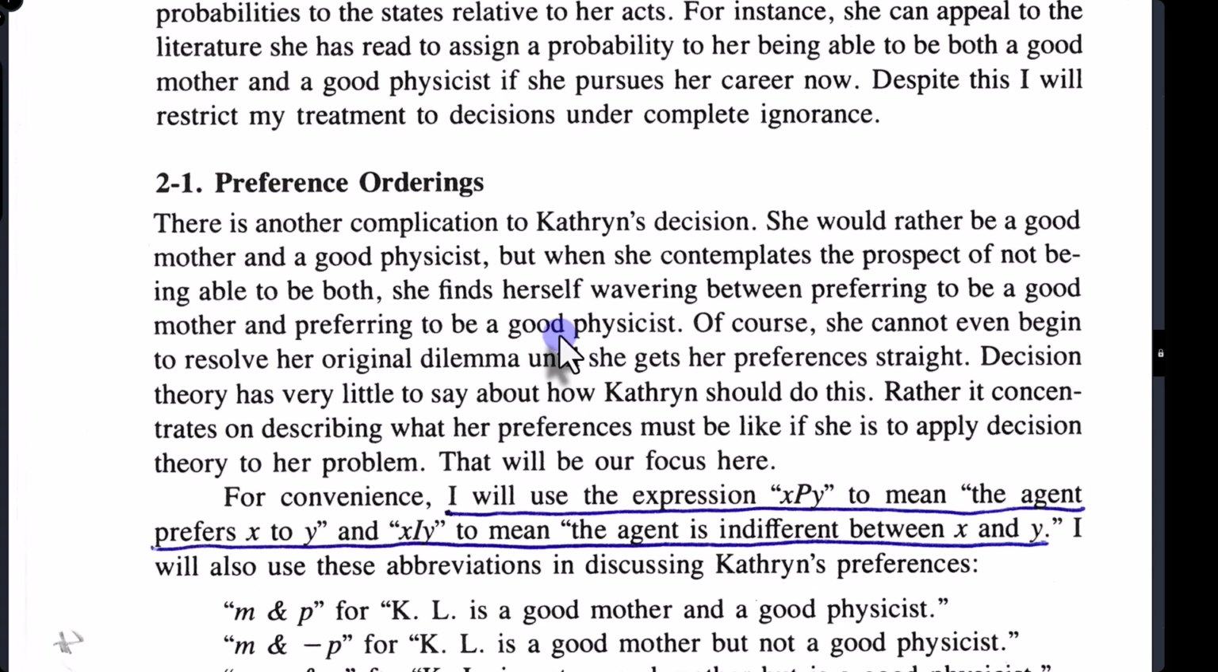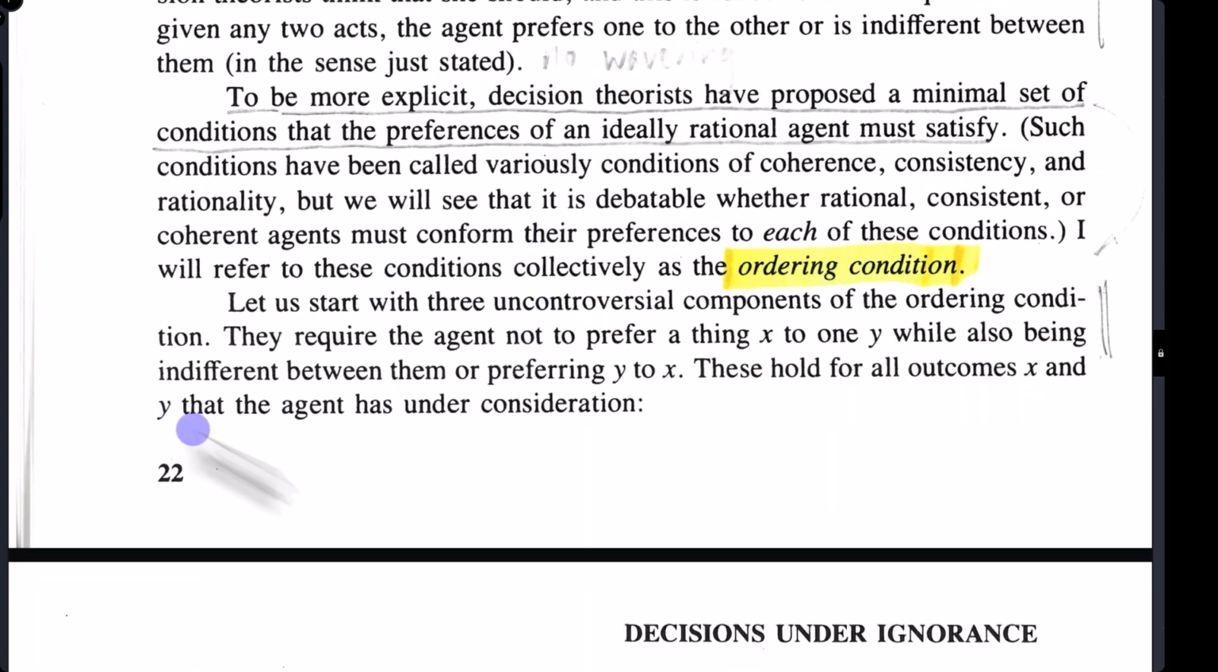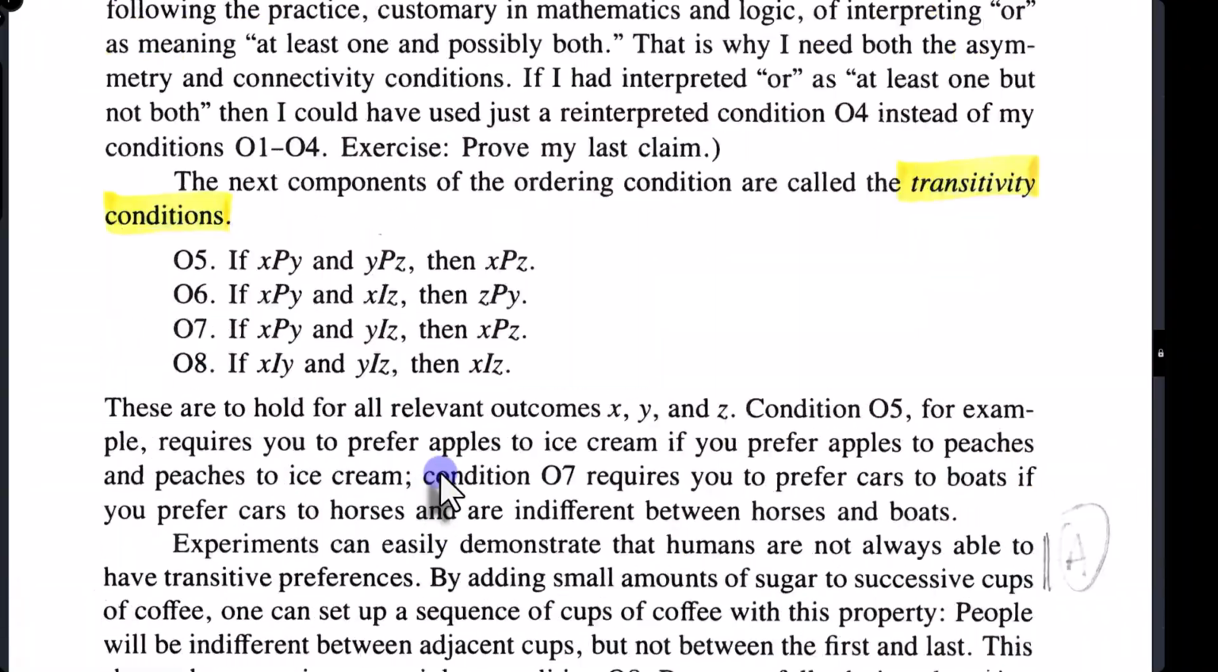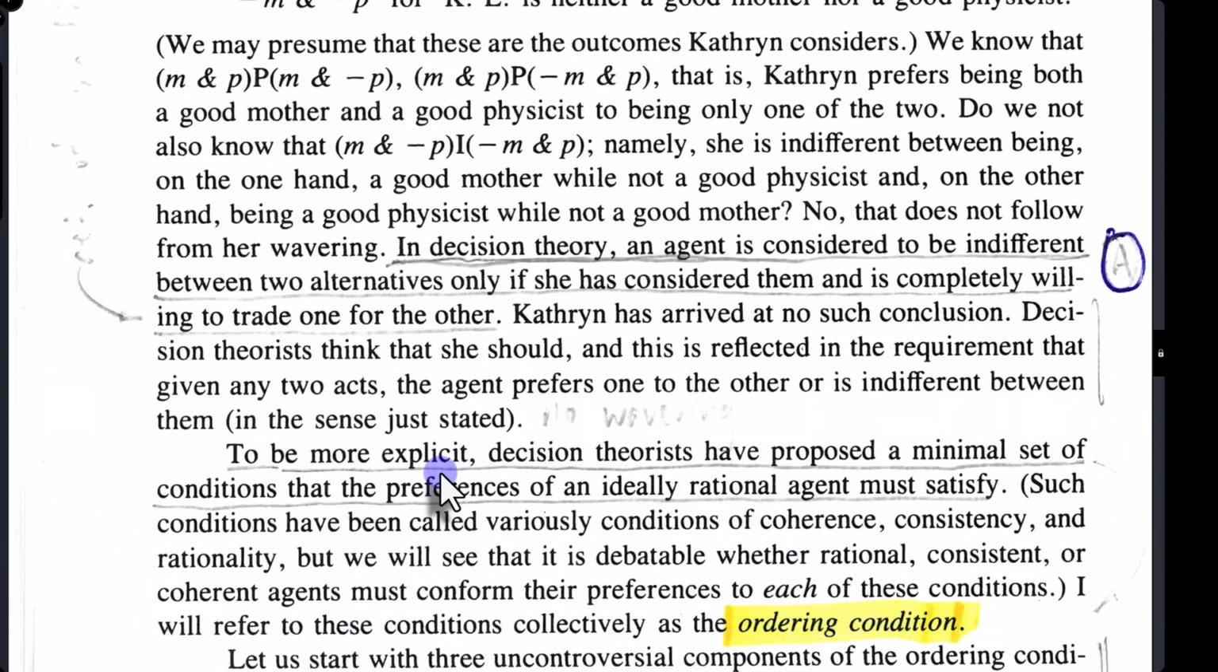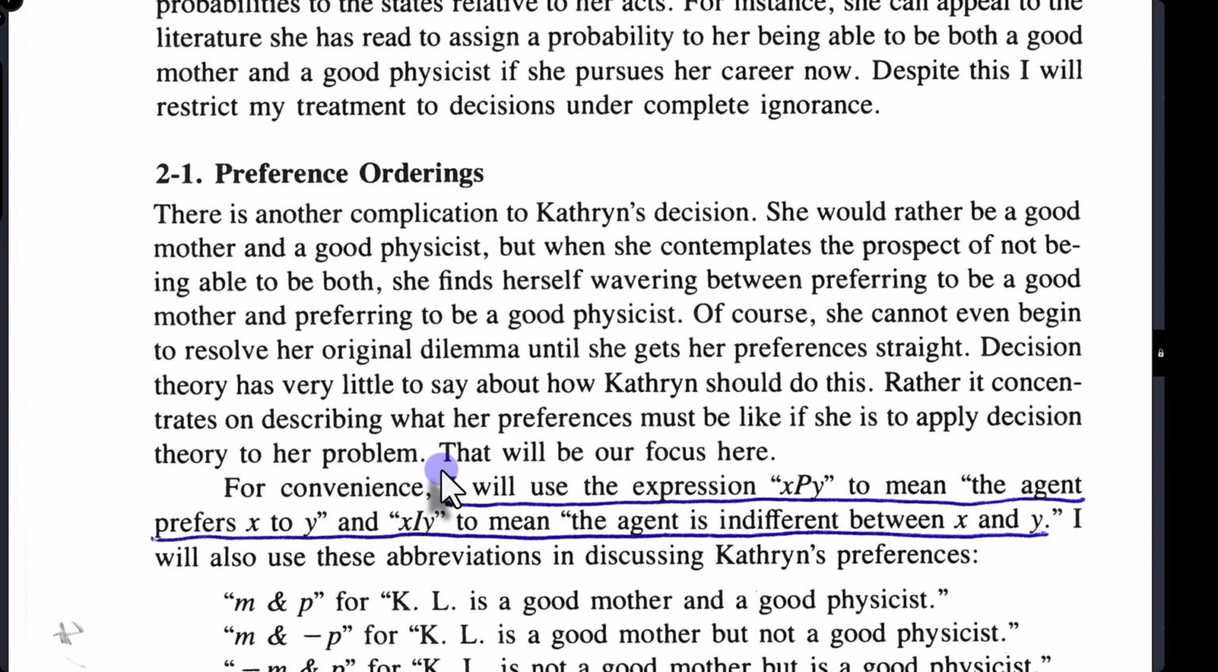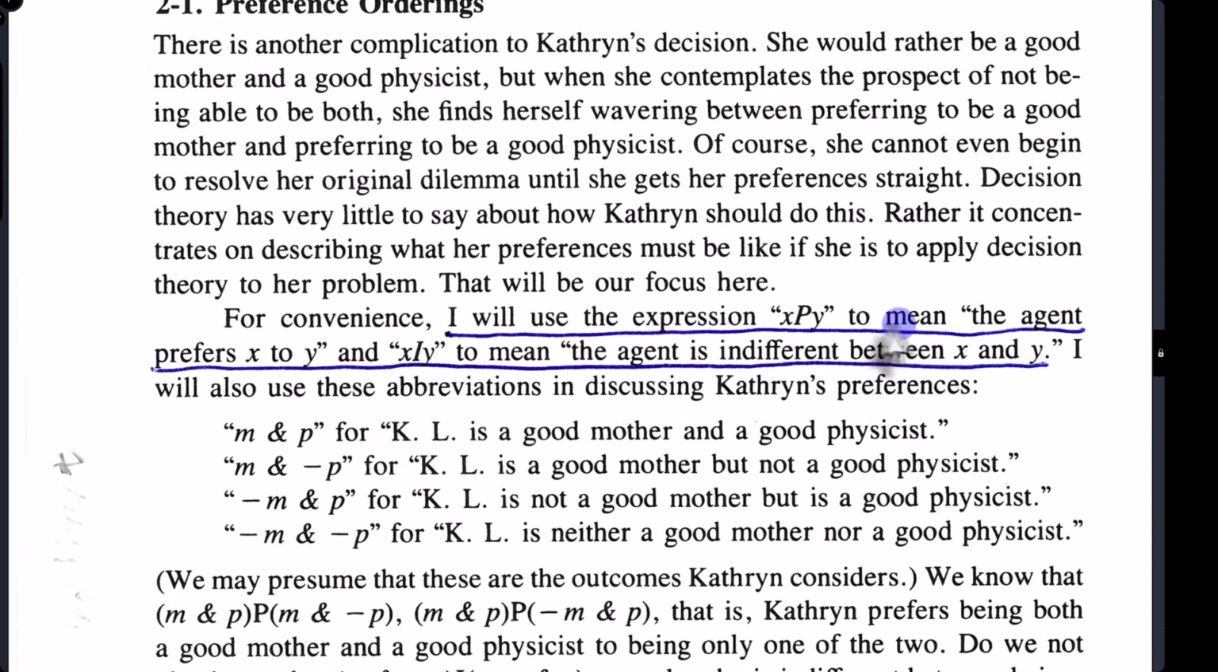Okay, so this material that I'm going to go over is on pages 22 and 23 in chapter 2. And so we'll start with what's on page 22. Let me read this. I will use the expression XPY to mean the agent prefers X to Y, and XIY to mean the agent is indifferent between X and Y.